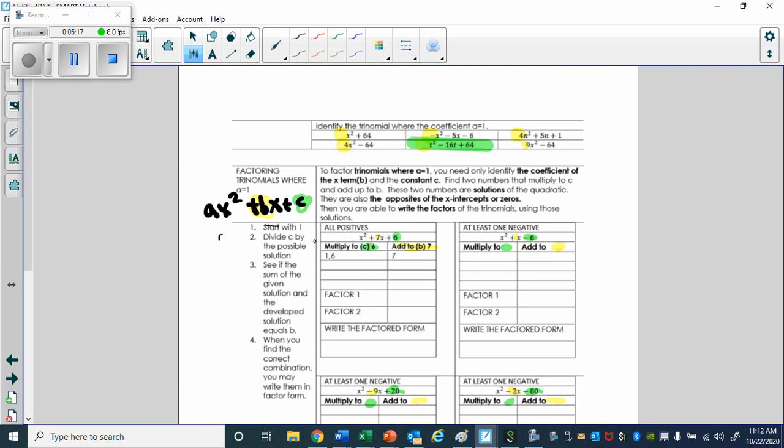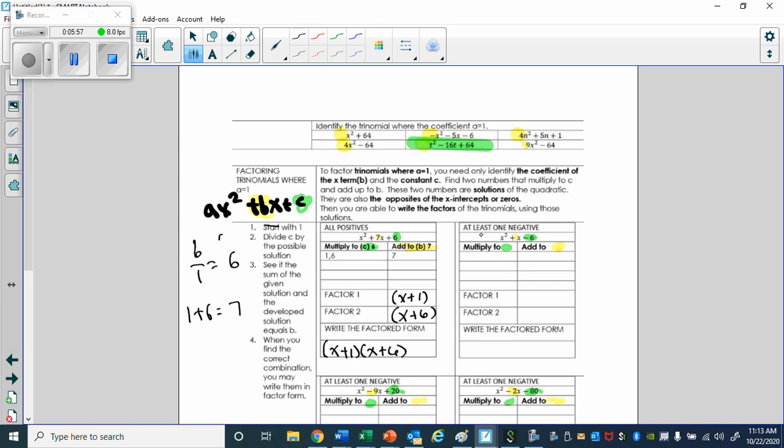Okay? So first, I'm going to start with a solution that could be 1. I always start with 1 as a solution. And then I divide c by 1. And then I add those two solutions together and I get 7. And I can write my first factor, which is x plus 1, and my second factor, which is x plus 6. And I get that from right here. It allows me to write this quadratic in factored form: x plus 1 times x plus 6. Okay?